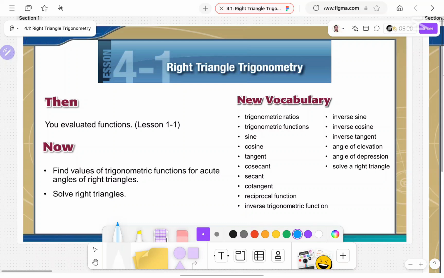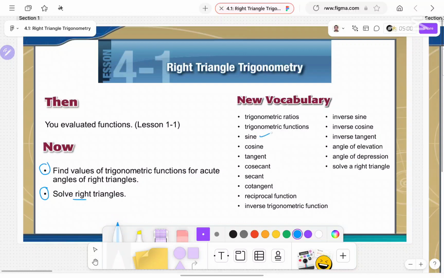Today we're going to start lesson 4.1 with a new chapter, triangle trigonometry. This chapter 4 is always talking about trigonometric functions, everything related to sine, cosine, and all of these. What we are going to learn in this lesson is how we can evaluate trigonometric functions for acute angles of right triangles. Then we're going to learn how to solve the triangles, okay?